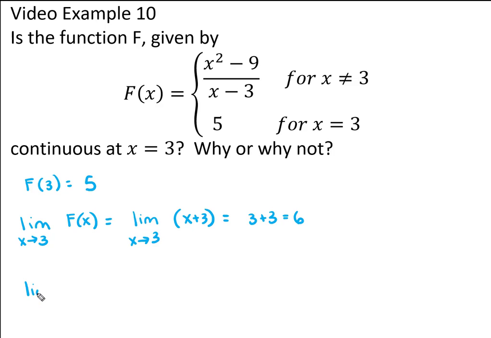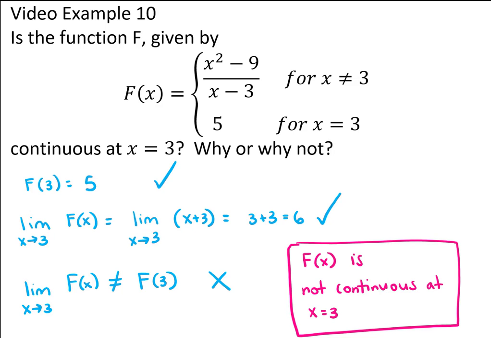The limit as x approaches 3 of f of x does not match f of 3. So although it meets condition 1 and condition 2, it does not meet condition 3, therefore it is not continuous at x equals 3. So you state f of x is not continuous at x equals 3.